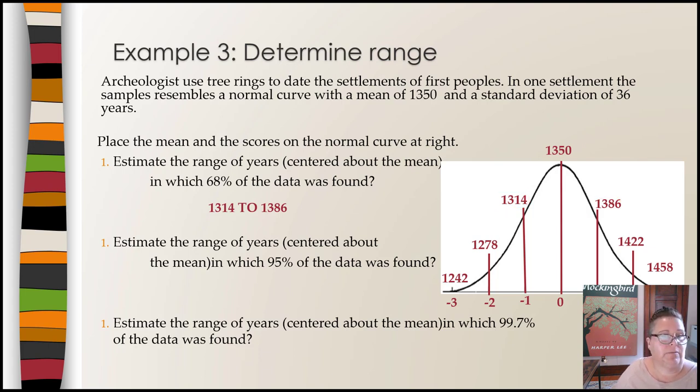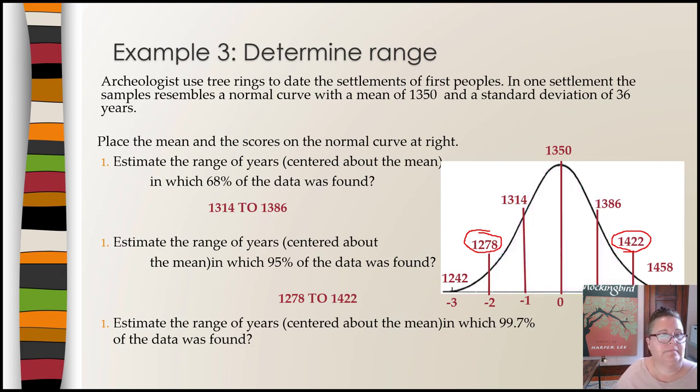Similarly, we want to estimate the range of years centered about the mean for which 95% of the data was found. We're asking you again to recognize that the 95% in terms of the empirical rule means 2 standard deviations below and 2 standard deviations above. And if I look at the dates that encompass those 2 standard deviations, we're going from 1278 to 1422. So our range of years would be from 1278 to 1422.